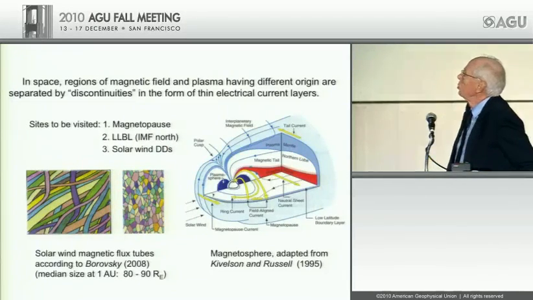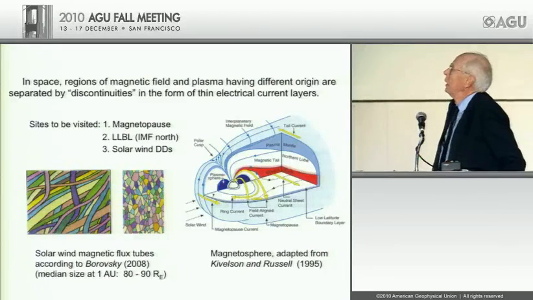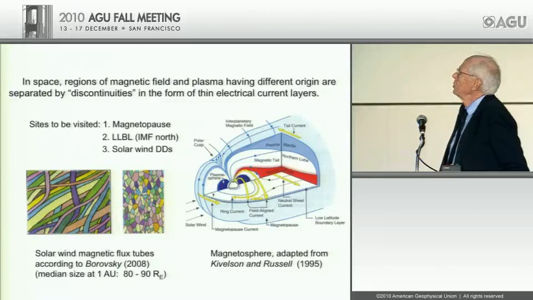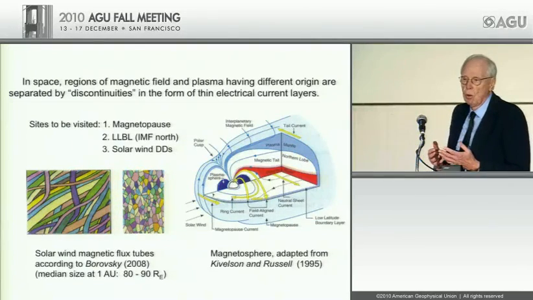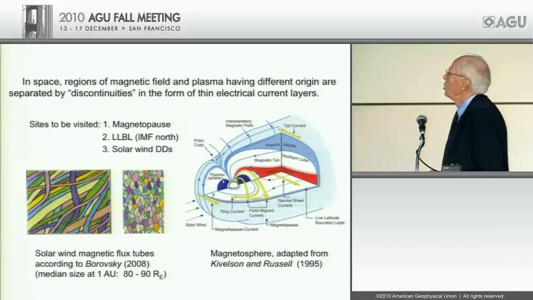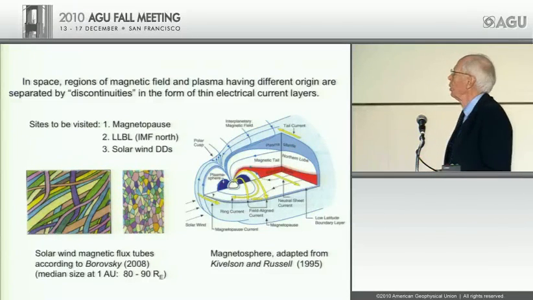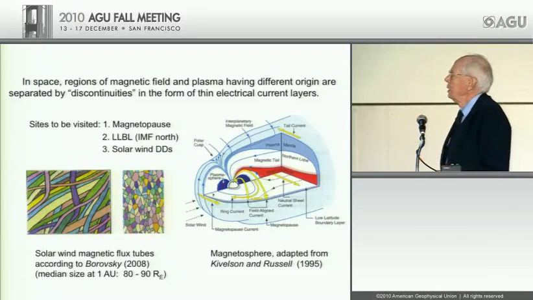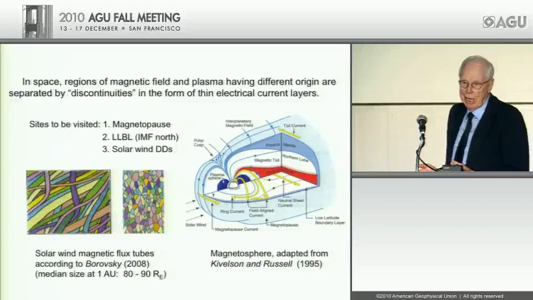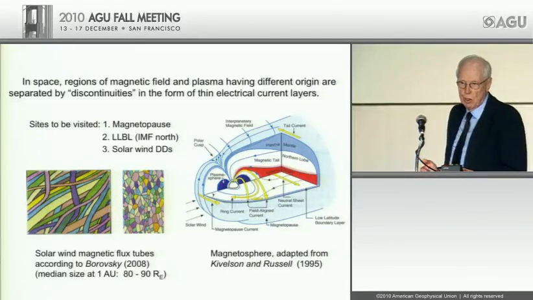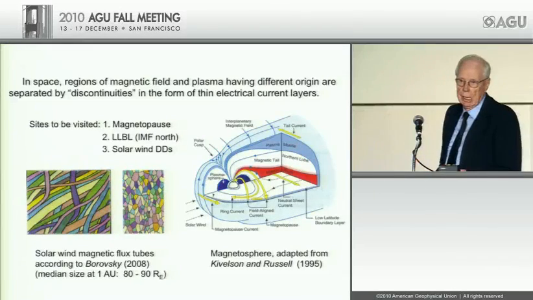So first, let me talk about space a little more generally. There are regions in space that contain magnetic field of different origin, and they are separated by relatively sharp boundary layers in the form of electrical currents. For example, if you look on the right-hand picture here, you can see that the terrestrial magnetic field is separated from the external field, which is of solar origin, by the magnetopause current layer.